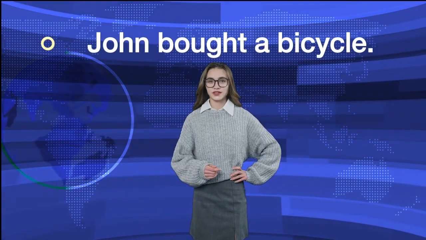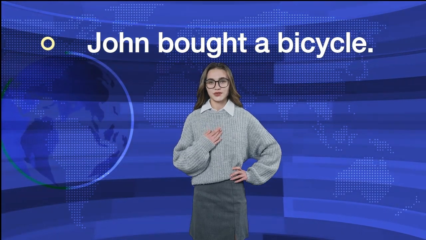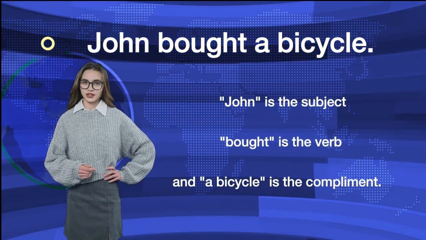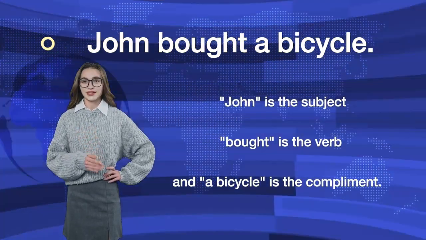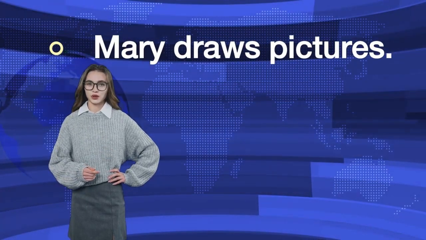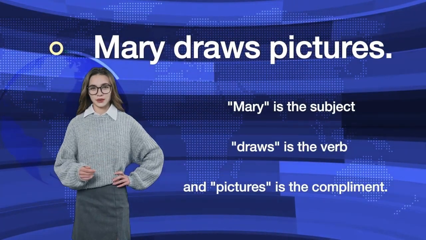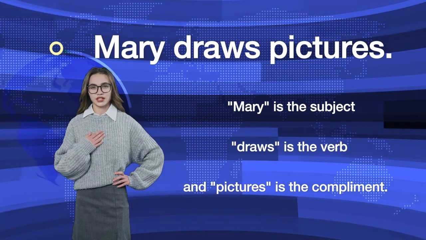Now, let us try another example. John bought a bicycle. John is the subject, bought is the verb, and a bicycle is the complement. Let us try another one. Mary draws pictures. Mary is the subject, draws is the verb, and pictures is the complement. Now let us switch it up a bit.